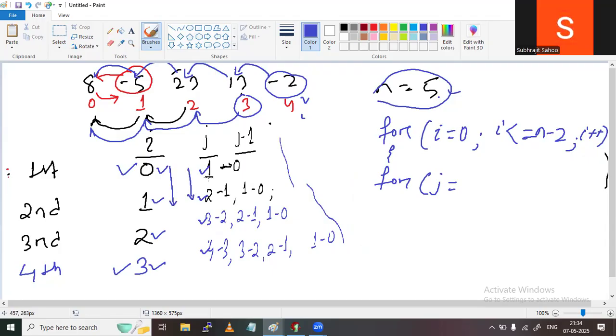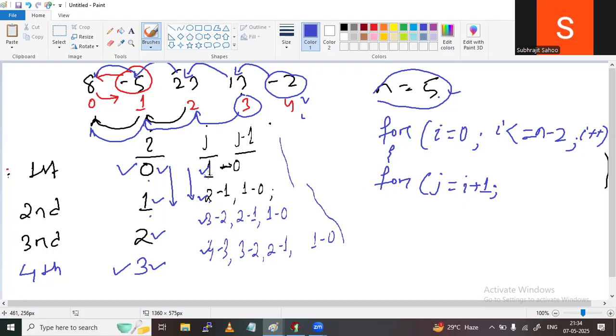What is the relation, sir? j value is always 1 greater in comparison to i value. So j value becomes i plus 1. Right? Because when you have 0, this is 1, 1 greater. When 1, this is 2, 1 greater. When 2, this is 3, 1 greater. So i plus 1. Okay.